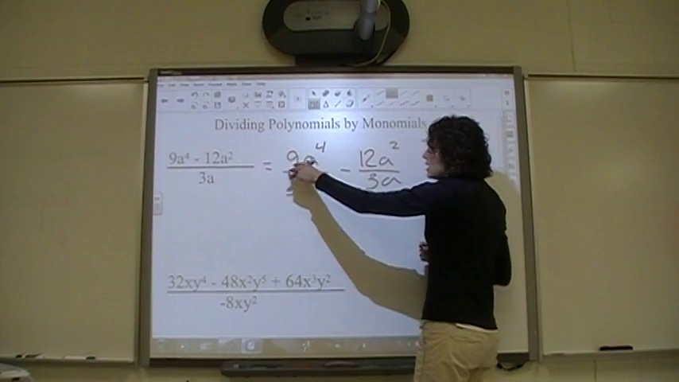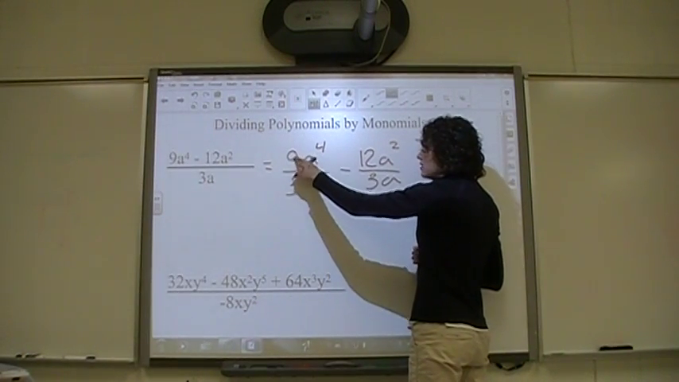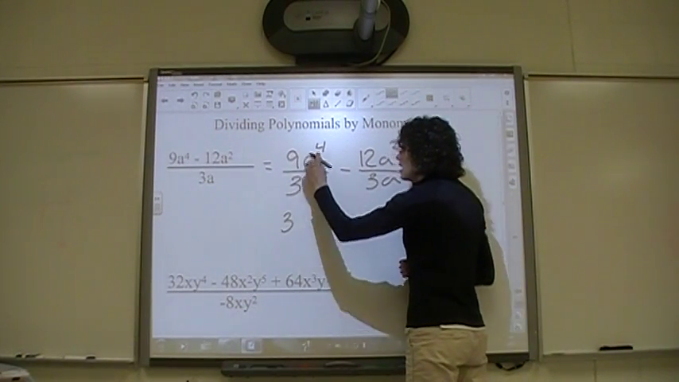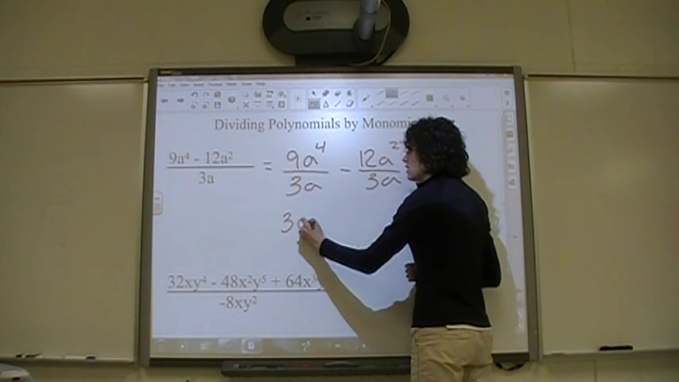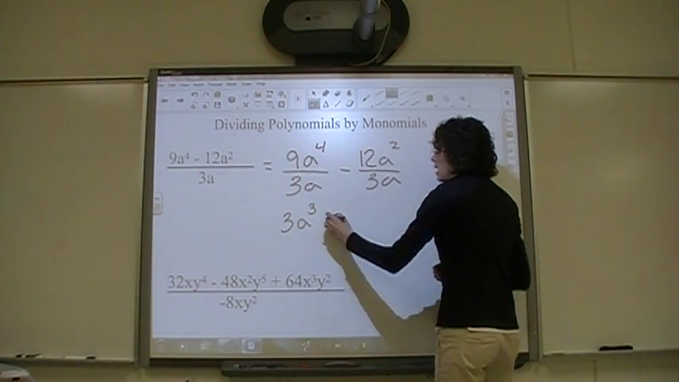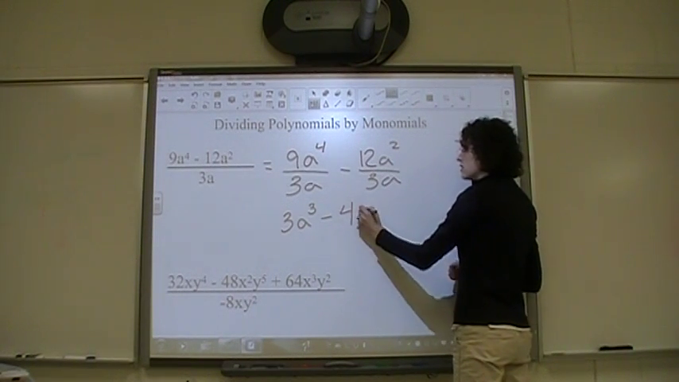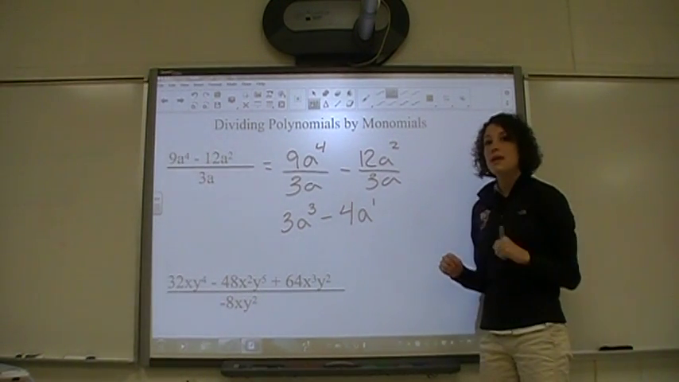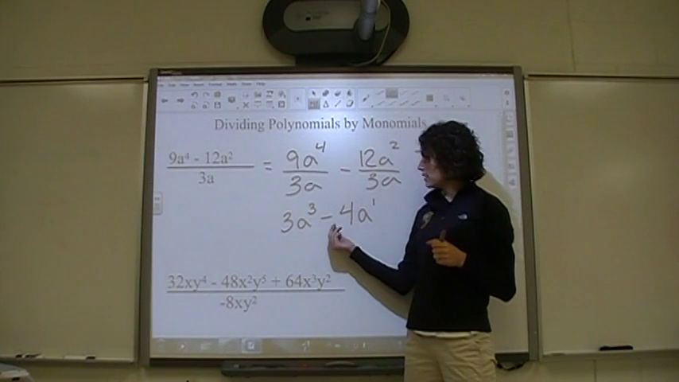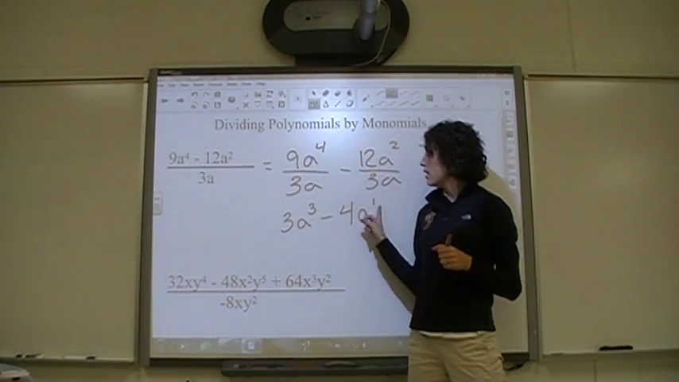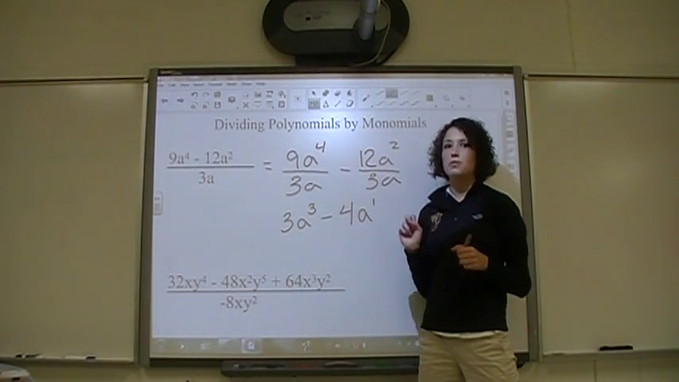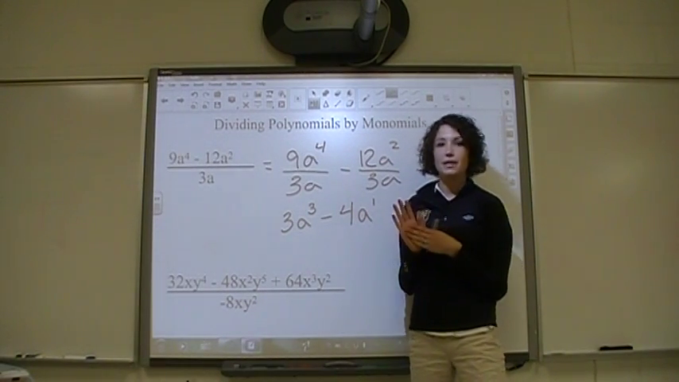All right, so 9a to the 4th over 3a. 9 divided by 3 gives me 3. A to the 4th over a gives me a to the 3rd on top. Then minus 12 divided by 3 gives me 4. A squared over a just gives me a to the 1st on top. Now we cannot combine these anymore because they are not like terms, since you have two bases that are the same but your exponents are different. So you cannot combine those.